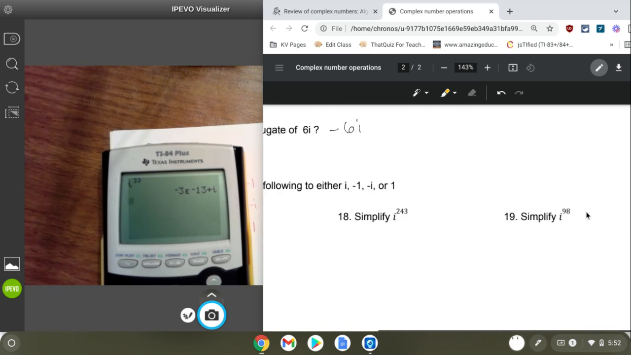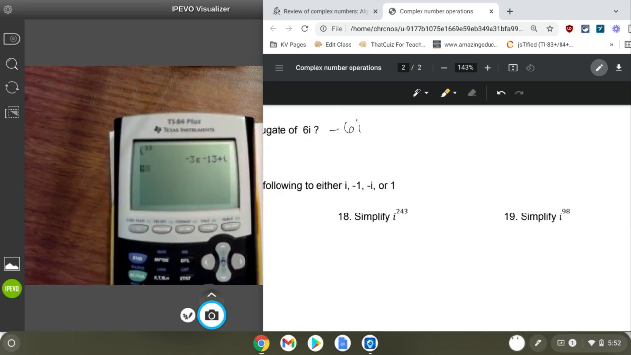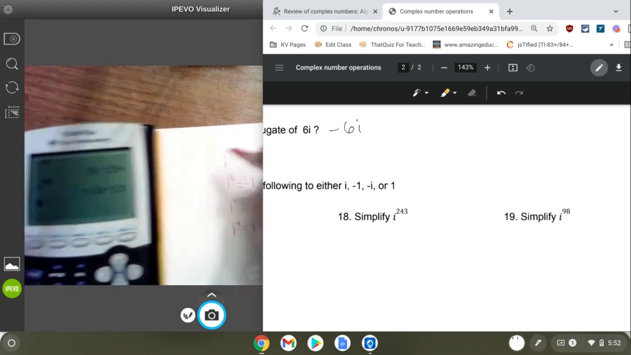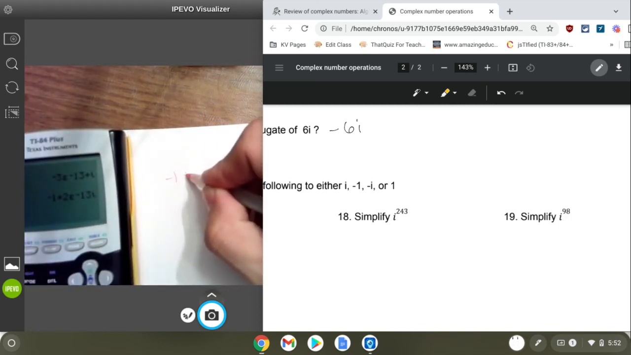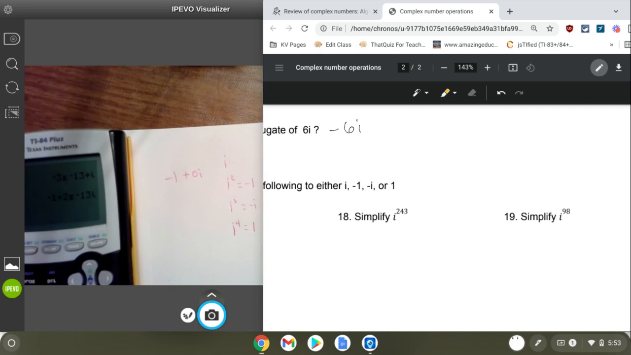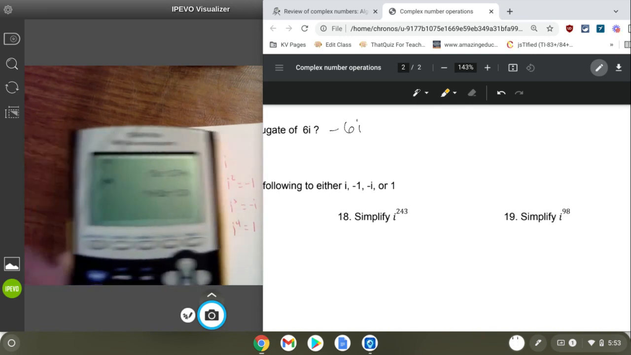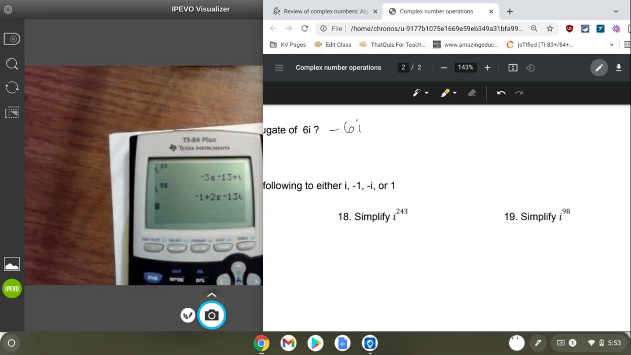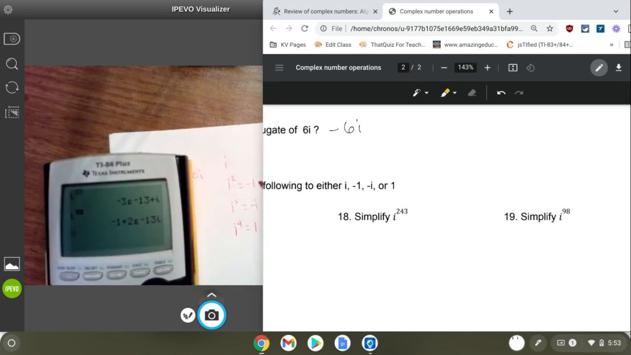Let's look at i to the 98th. So in this one, you got negative 1 plus, remember this is all just 0, so it's like negative 1 plus 0i, which is just equal to negative 1. Okay. So this one's going to be equal to negative 1. What you do is you subtract off 96 of those i's, and that's going to leave you with i to the second, which is equal to negative 1 right there.